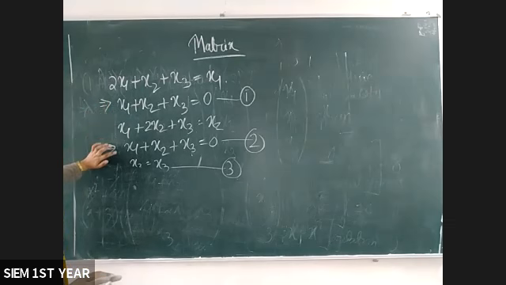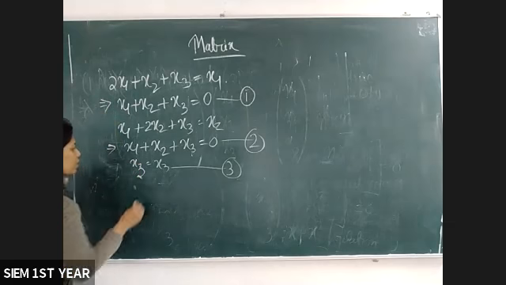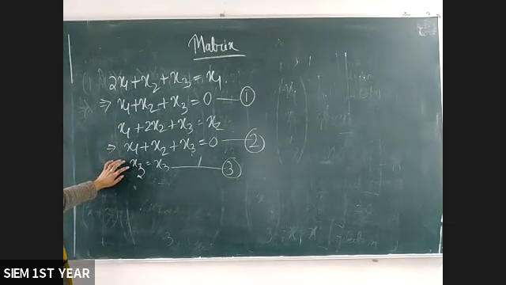You already know there are three unknowns, x1, x2 and x3. Suppose the three equations are completely different, then you can easily find the values of x1, x2, x3 by solving these three equations. But here you can see the third equation is not useful to us because it is x3 equals x3.